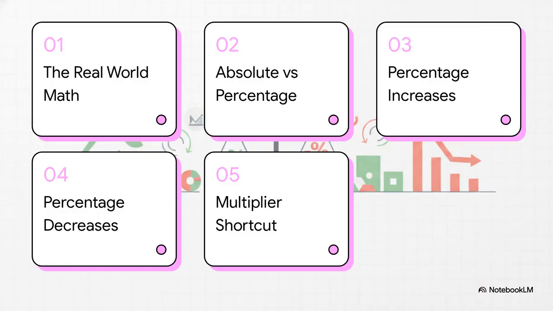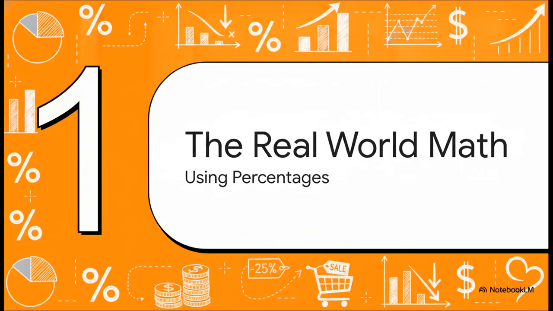So, here's our game plan for today. We'll start with the real-world math, then compare absolute versus percentage change. After that, we'll calculate percentage increases, move on to percentage decreases, and finally, wrap things up with that awesome multiplier shortcut.